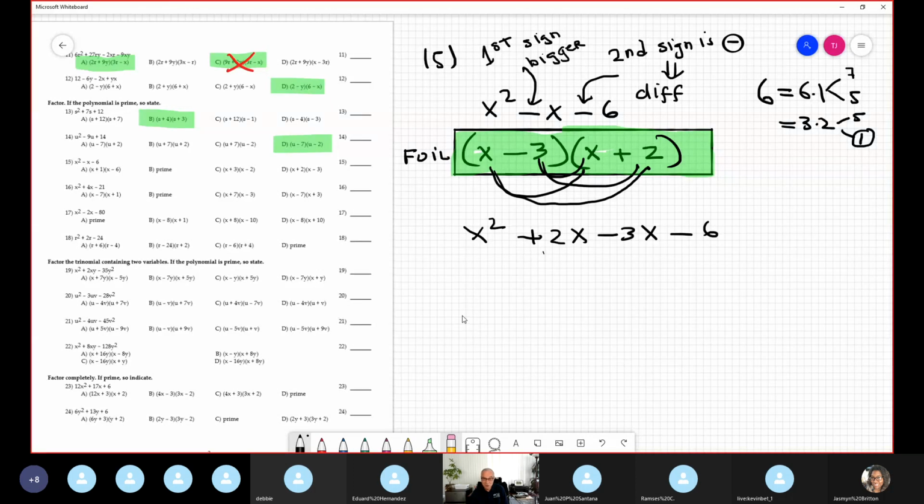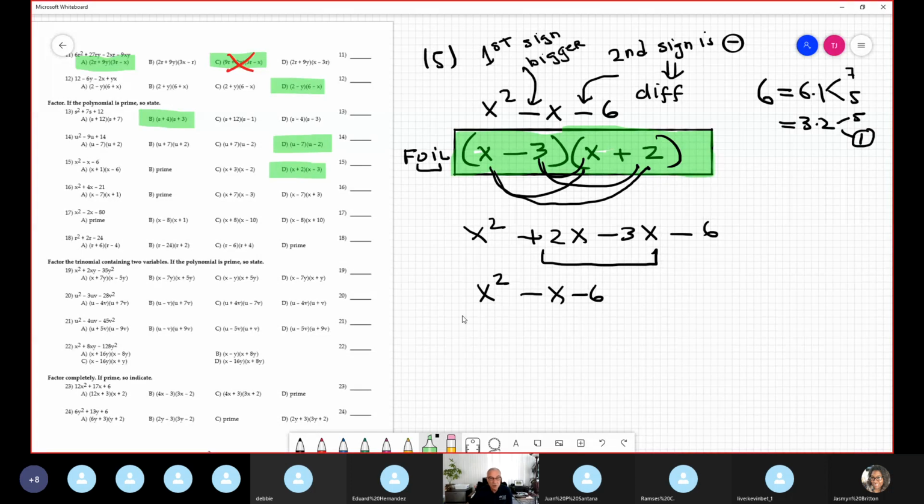So the only thing you should do is combine outer and inner, because first and last stay the same. So x squared, and this is 2x positive, negative 3x is minus x, only 1. Minus 6, and we come back to the beginning. So our factorization is perfect. Which, by the way, is number 15, the option is option D.